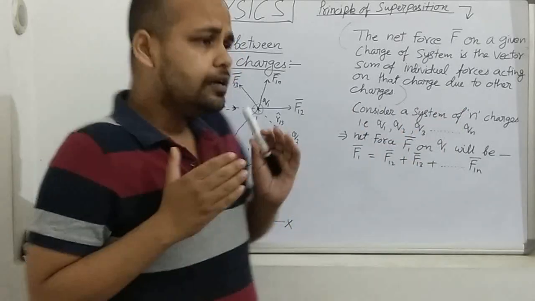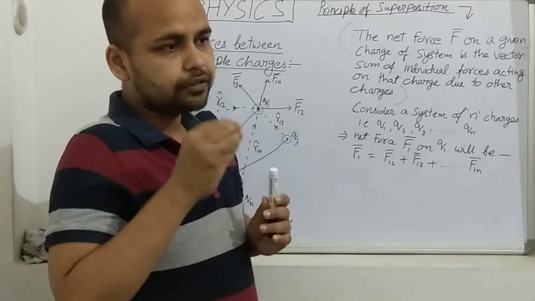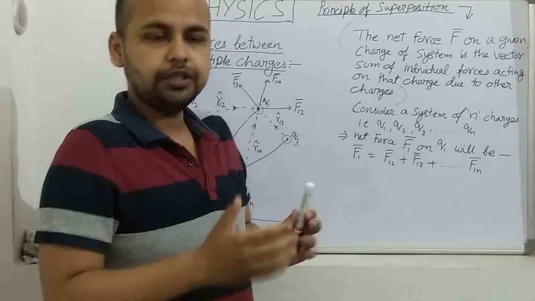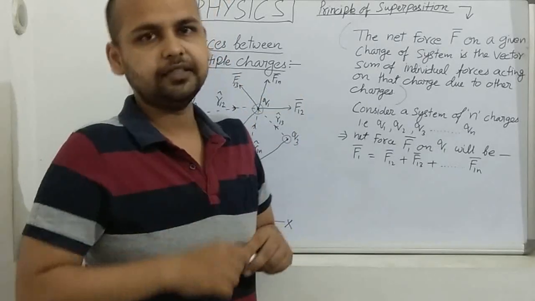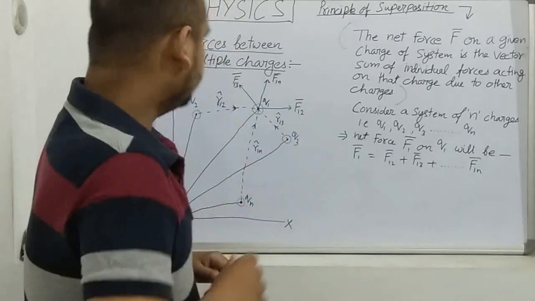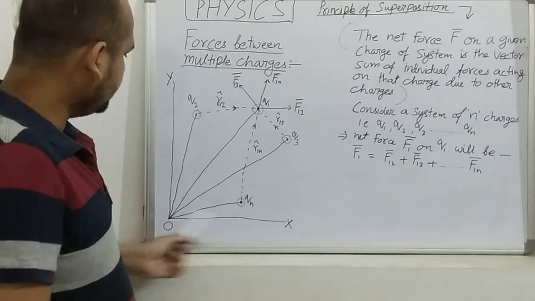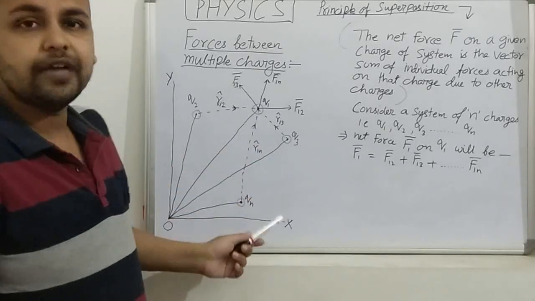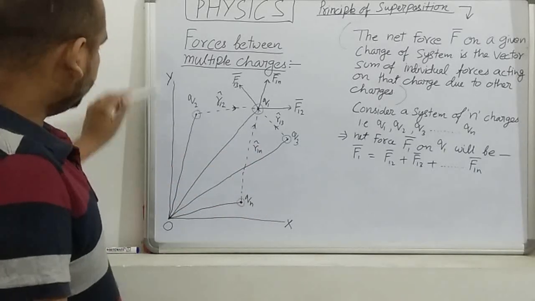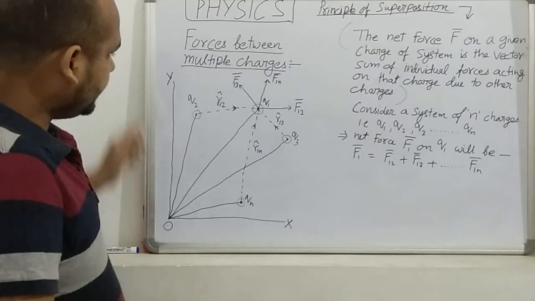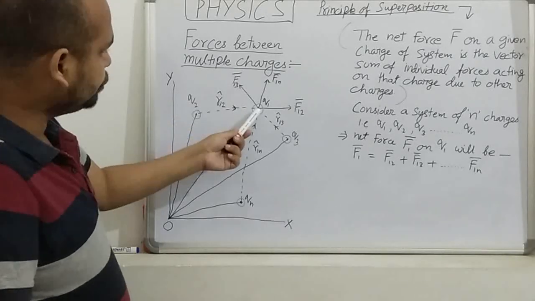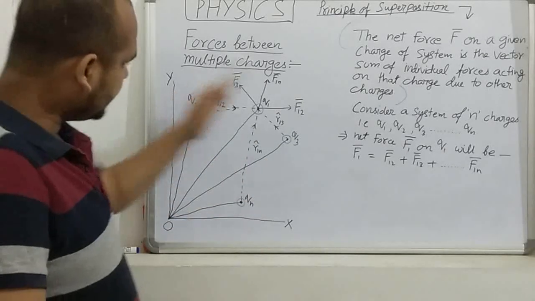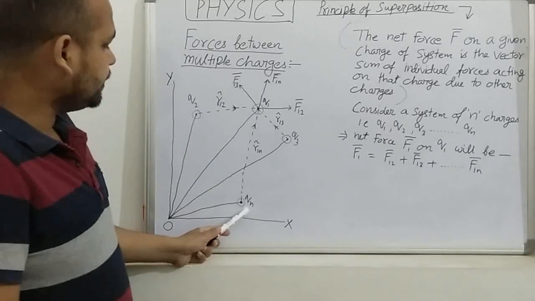So like this we can find the total force on a given charge in a system due to all other charges present there. Suppose here we are having a system of n charges. You can see here that this is the origin, and we are having charge q1 here, charge q2 here, charge q3 here, and like this we are having qn charge here.